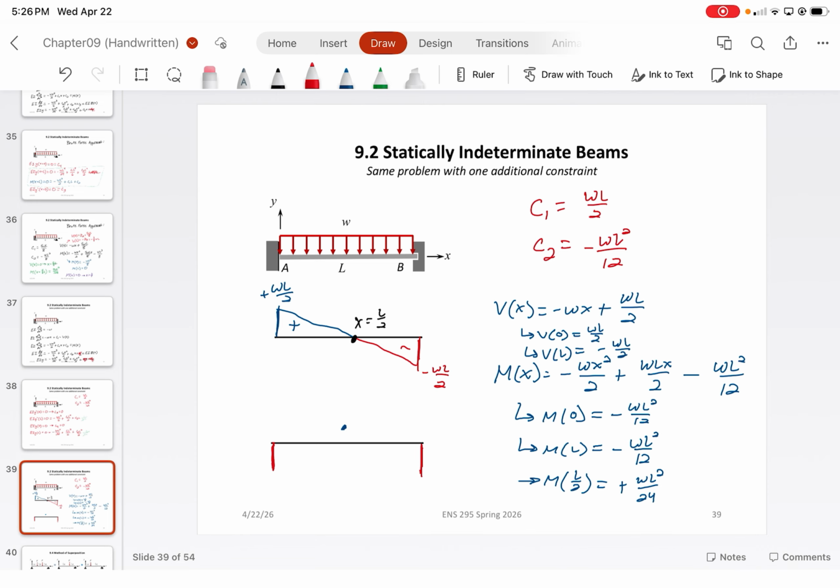And when you draw this out, you should find that the bending moment diagram is quadratic. Just like that. Negative, negative, positive. These values are negative wL squared over 12. And this value is positive wL squared over 24.